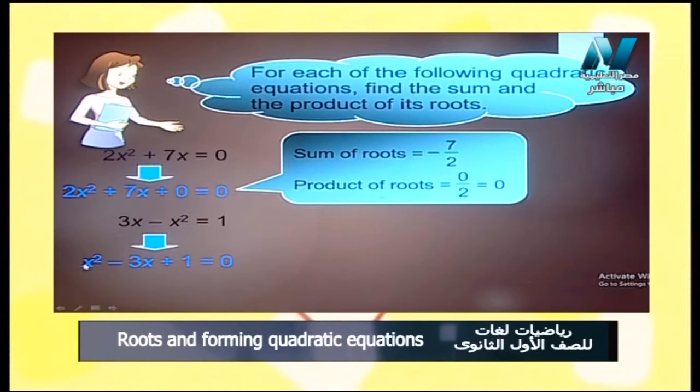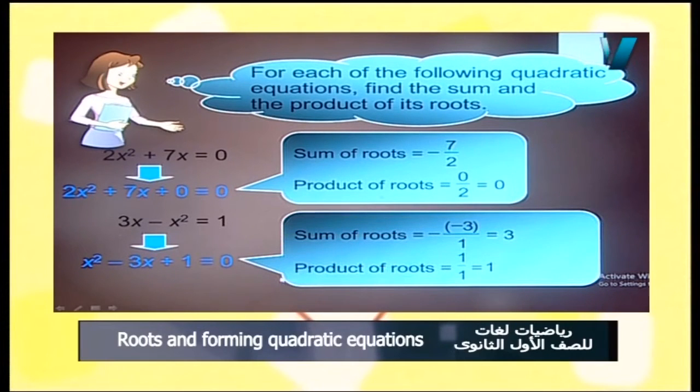Yes, negative x power 2 here and positive 3x minus 1. We multiplied them by negative 1. So the right answer is x power 2 minus 3x plus 1 equals 0. Because it's mentioned that here is negative 1, it's strong, so we will put here a positive number.